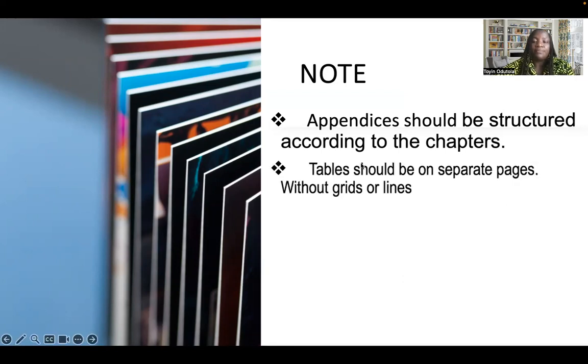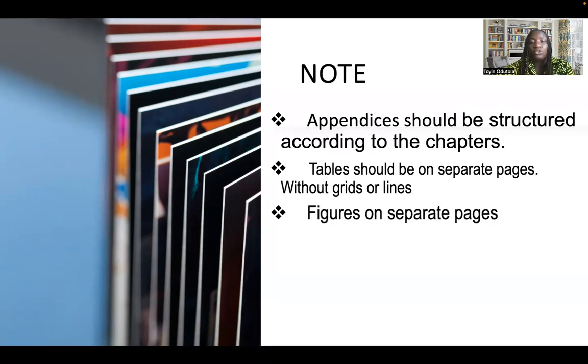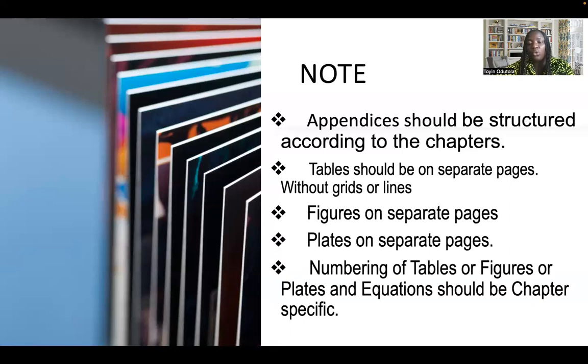Tables should be on separate pages without grid lines. So for your chapter 4, make sure that wherever your tables appear, they should not have grid lines. Your figures should also be on separate pages, and your figures should not have grid lines as well. Plates should also be on separate pages. Numbering of tables or figures or plates and equations must be chapter specific.